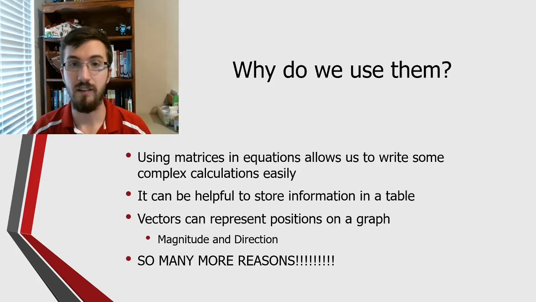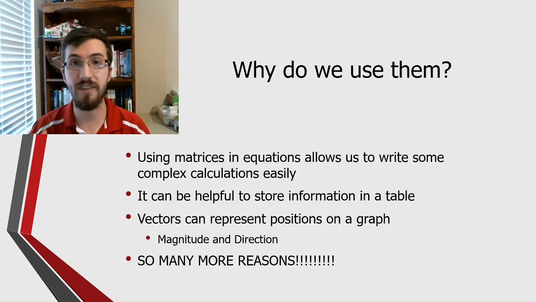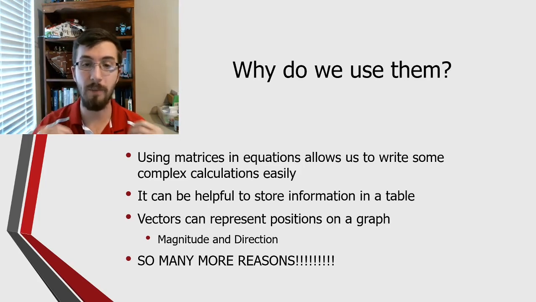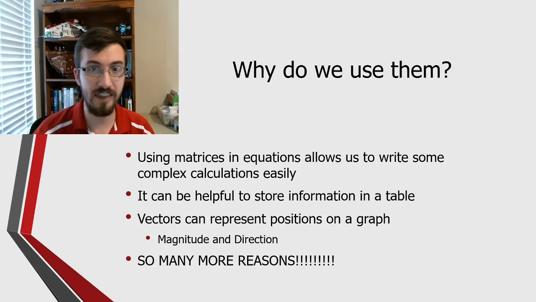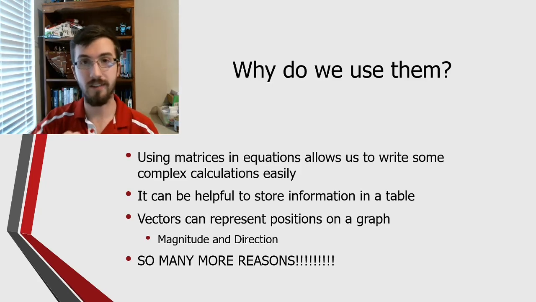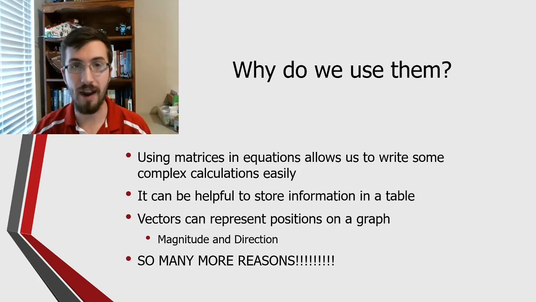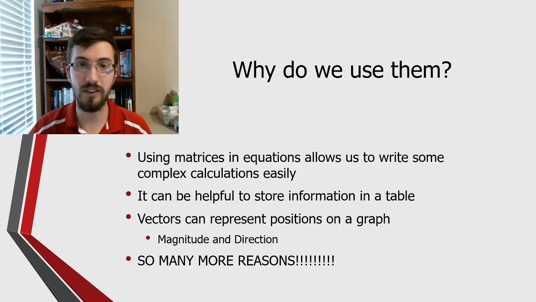Vectors, they can be useful for those previous things, but they can also sometimes represent positions on a graph, right? We sometimes say vectors have both magnitude and direction. If you think about the character in Despicable Me, he says that, right? And you can always remember, that's always how I remember it. Vector, he has magnitude and direction, right? And so it can represent some sort of position on a graph. And there are so many more reasons beyond just these that matrices and vectors are really useful.